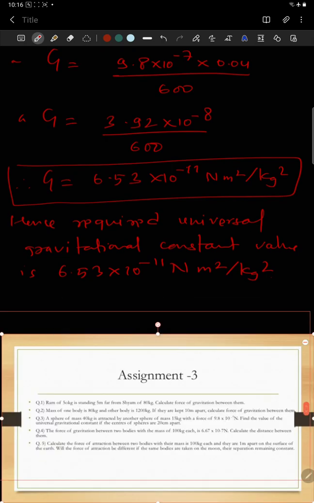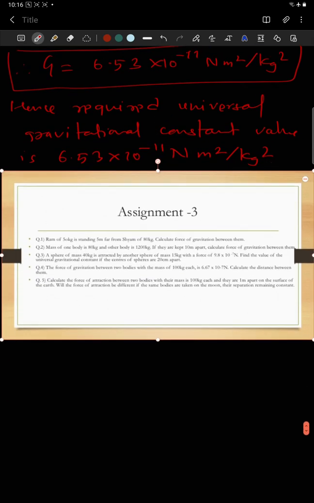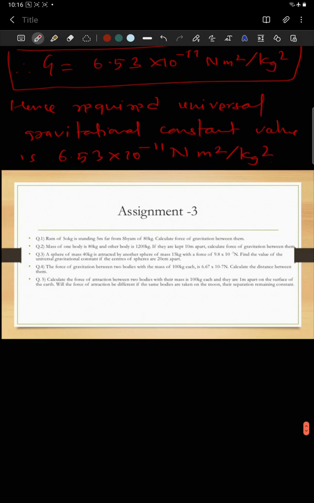Now we are going to do question number 4. Let us check the question. The force of gravitation between two bodies is 6.67 into 10 to the power minus 7 Newton, and the mass of each of them is 100 kg. So in that condition, what is the distance between them?